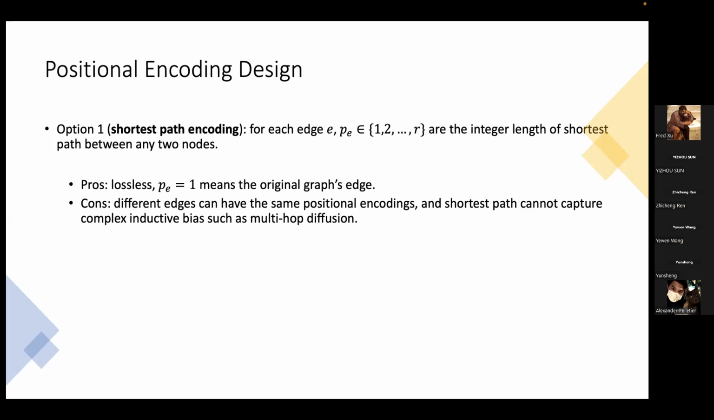So this kind of encoding is lossless because you can simply use edge encoding of 1 to determine the original graph. So the original graph can be recovered. The con is that different edges can have the same positional encoding. And the shortest path itself does not capture some complex inductive bias, such as multi-hop diffusion.